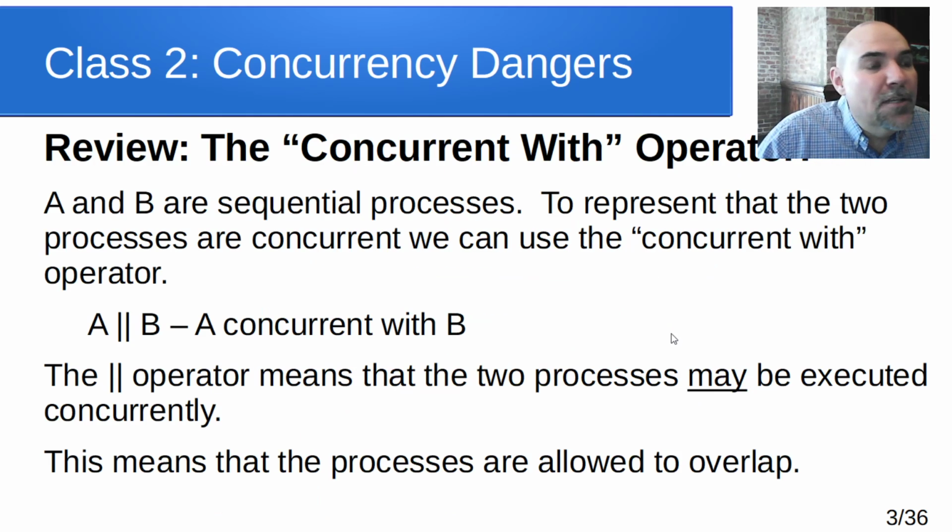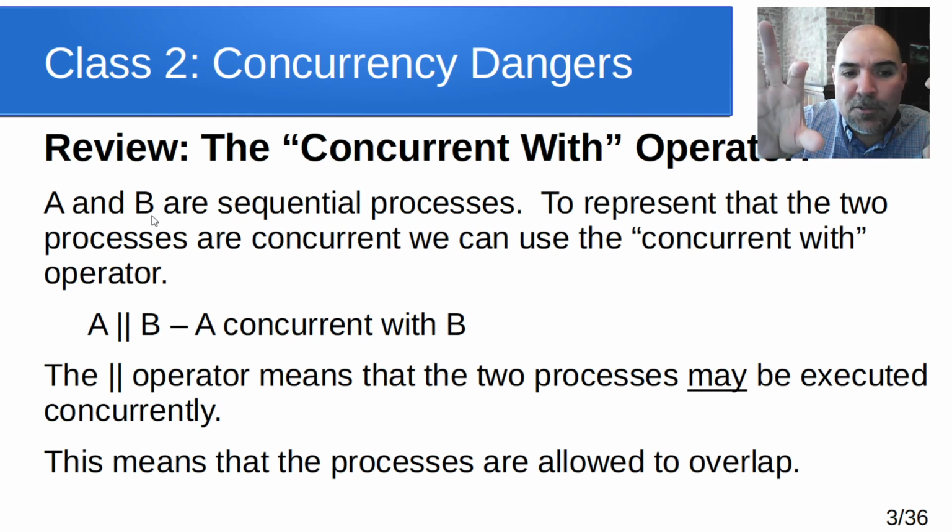So first off, let's review the concurrency operator, or the concurrent with operator. If we have two processes, A and B, and those are both sequential, what it means to be sequential is they're fully ordered. A has a list of instructions that it goes through, instruction 1, instruction 2, instruction 3, instruction 4, until it gets to the end. B has the same thing. Those are fully ordered. In other words, parts of A don't overlap other parts of A. They run one at a time. Even if there's a loop, it's still sequential. And parts of B don't overlap with other parts of B.